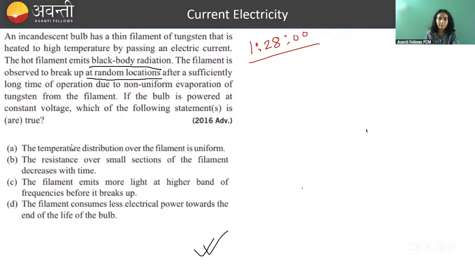Himanshu, one is correct, another one is incorrect. First one is incorrect. So look carefully at the temperature distribution, it's breaking up randomly at any random location. Read according to that. It is breaking at random locations.